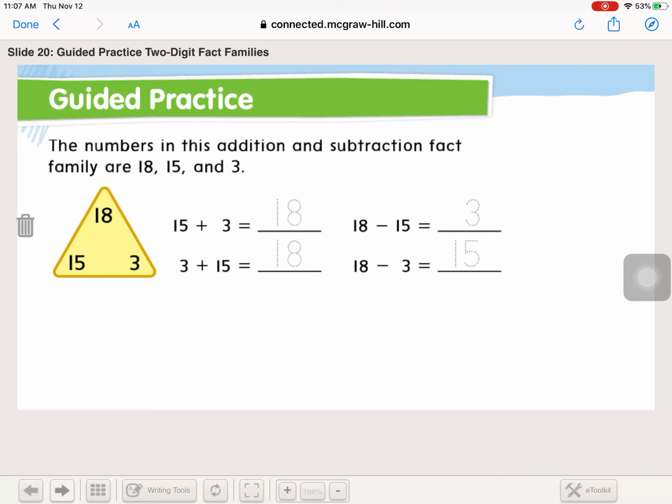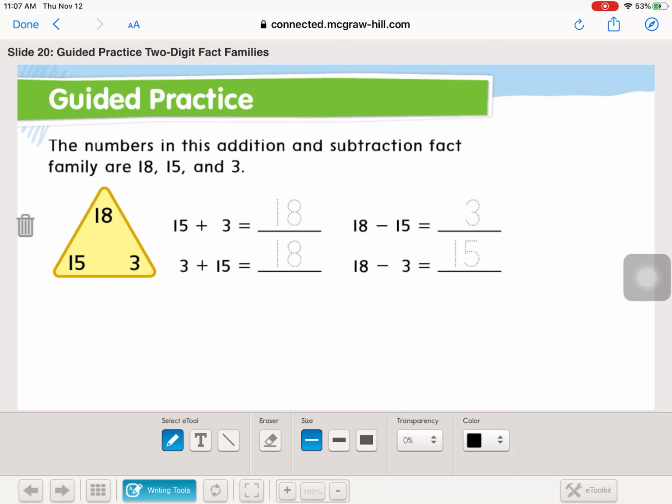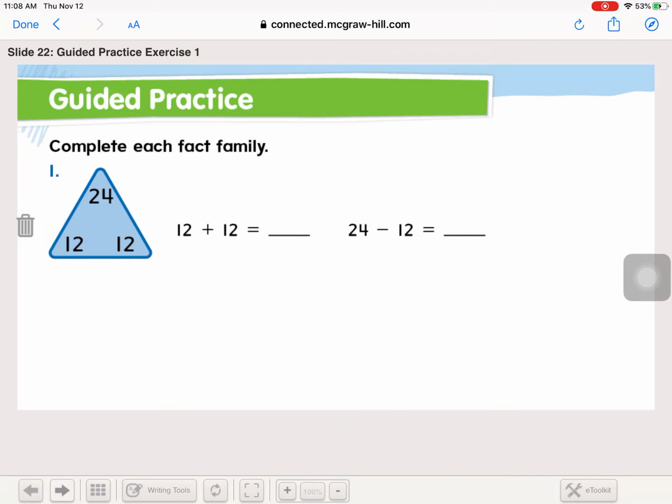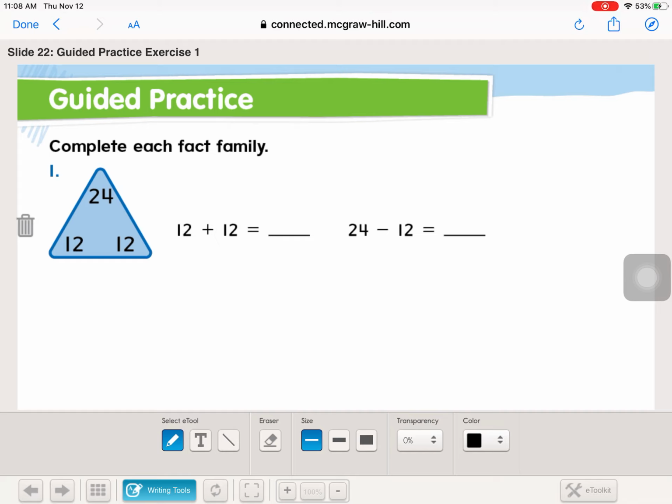So it says the numbers in this addition and subtraction fact family are 18, 15, and 3. And again, if we know that these two numbers added together are going to equal this one, we've got 15 plus 3 equals 18. Flip those around. 3 plus 15 equals 18. 18 minus 15 equals 3. 18 minus 3 equals 15. Complete each fact family.